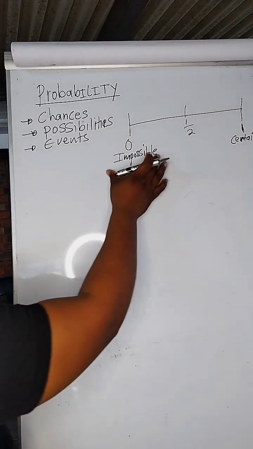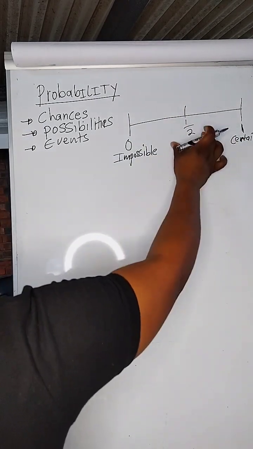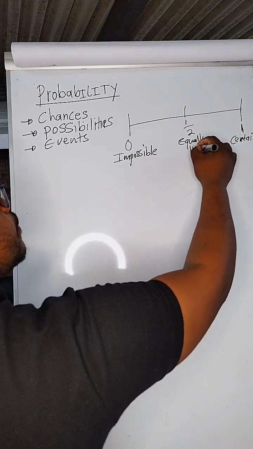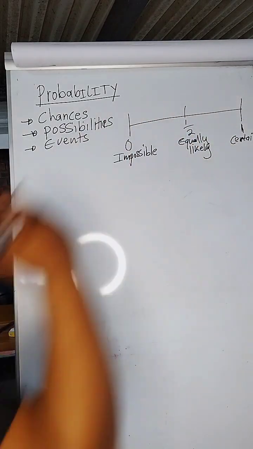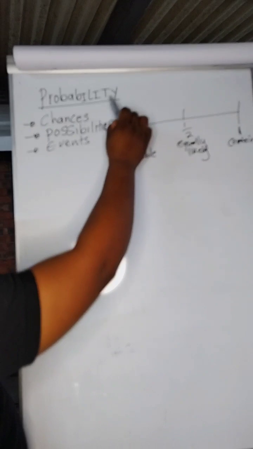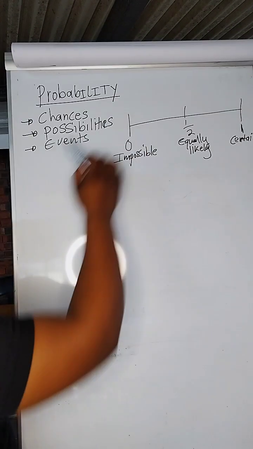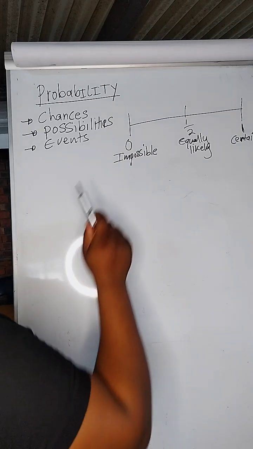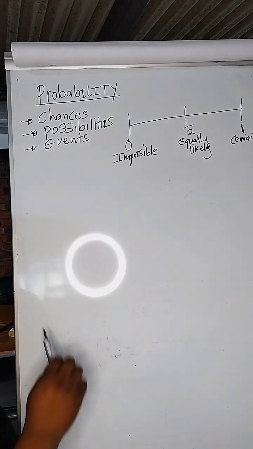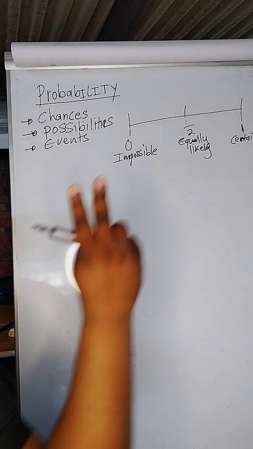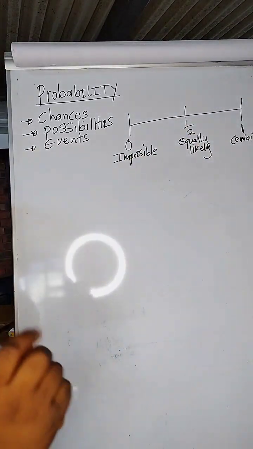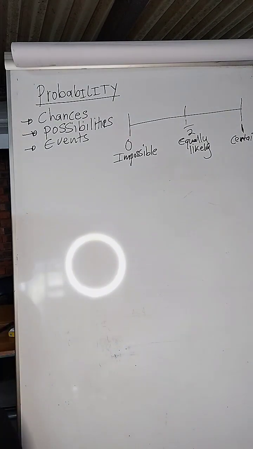So 0 being impossible and 1 being certain, and half being equally likely, or 50-50 chances. Now that is what we're having. Number one, we said probability deals with chances, possibilities, events. Probability ranges from 0 to 1. What does it mean? You won't find a negative probability. Number 2, you won't find a probability greater than 1. Whenever you find it greater than 1, you know that you are the one who is wrong.